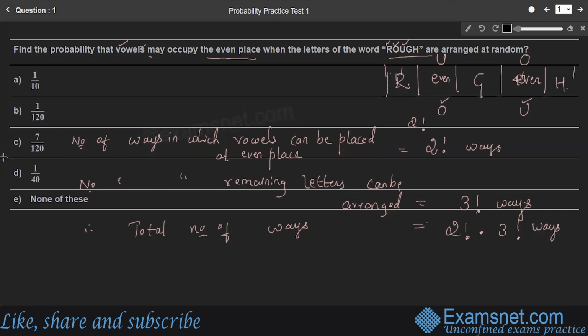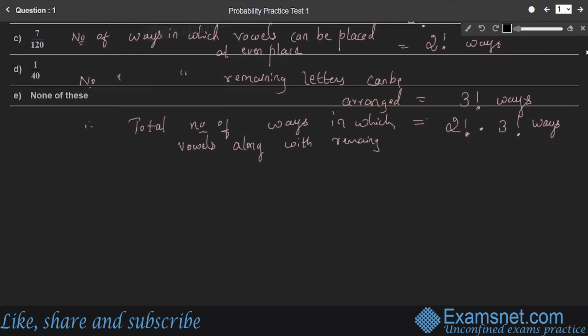This is the total number of ways in which vowels along with the remaining letters can be arranged: factorial 2 into factorial 3. Now consider rough as 5 letters without any restriction. That means the vowels need not occupy the even places, so we should not consider that case here.